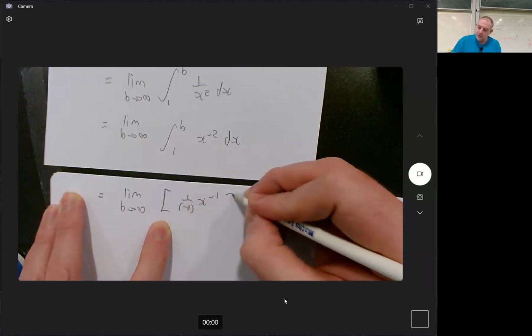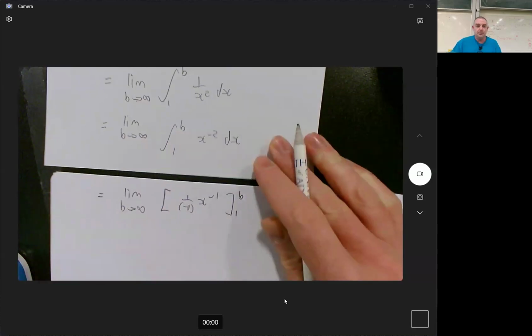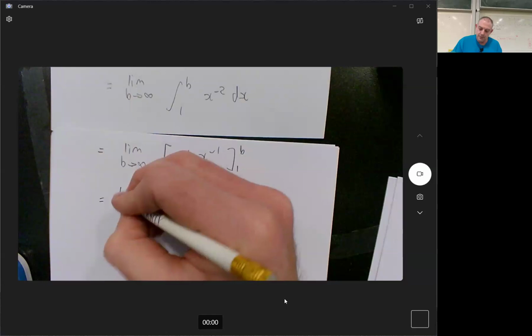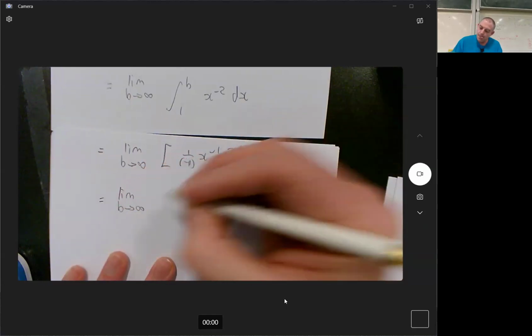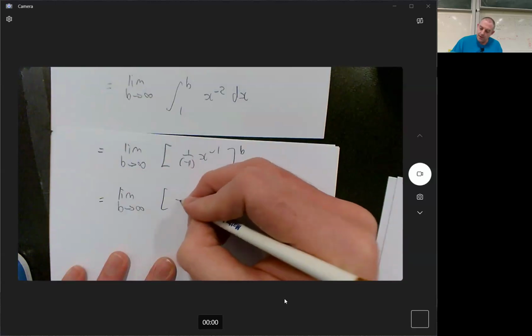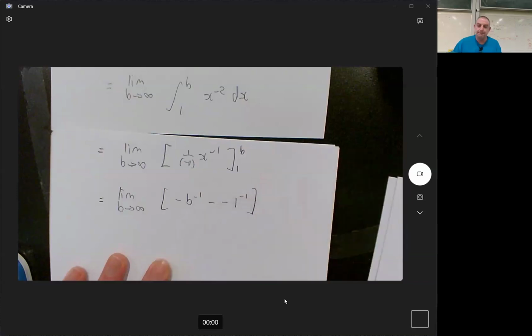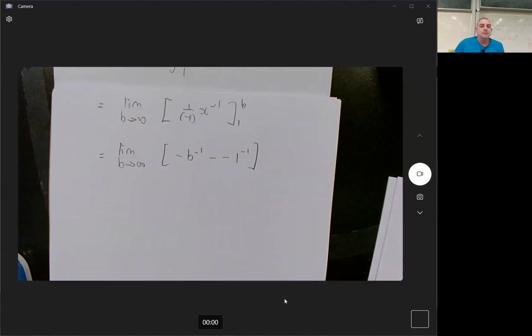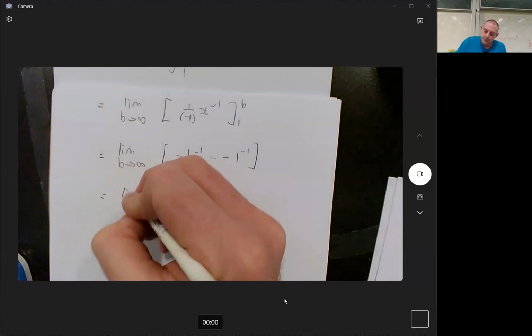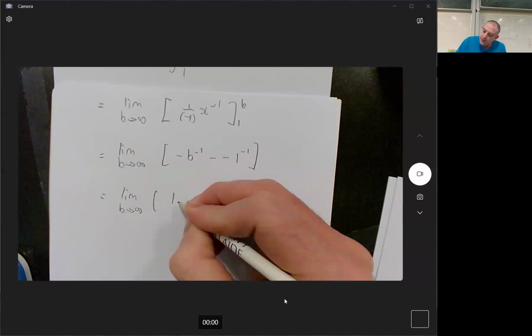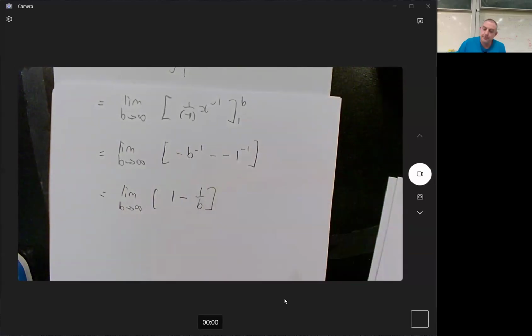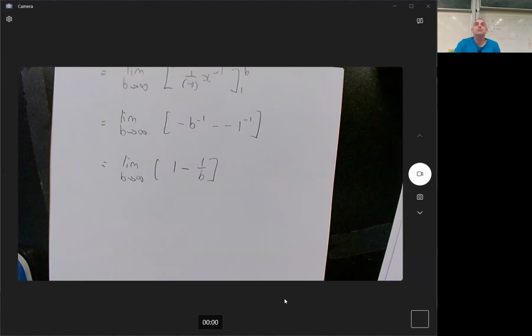That's how you do a definite integral. And so minus b to the -1 minus 1 to the -1. Okay, sure. And so I get 1 minus, and that's 1 over b. Cool. So now that I figured out what the integral is, now I can do the limit as b goes to infinity. And as b goes to infinity, 1 over b becomes 0.